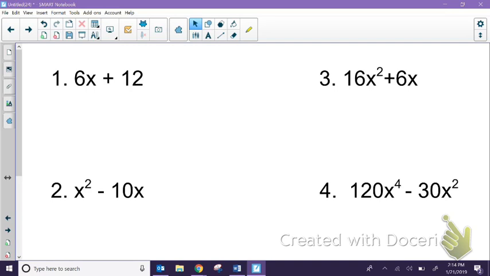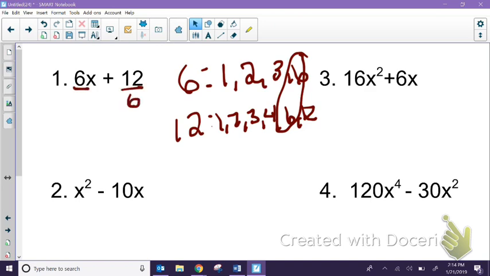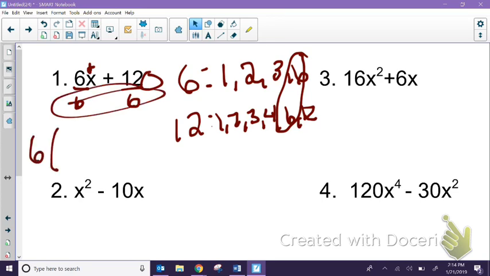What do they share? Well, right off the bat, I know that 6 has factors of 1, 2, 3, and 6. And 12 has factors of 1, 2, 3, 4, 6, and 12. Oh, they both share 6. So I'm going to divide out a 6. Do they share any variables? No, I have 1x right here with the 6, and then I have no x with the 12. So all I'm going to do is take out this 6, and again, I'm dividing.